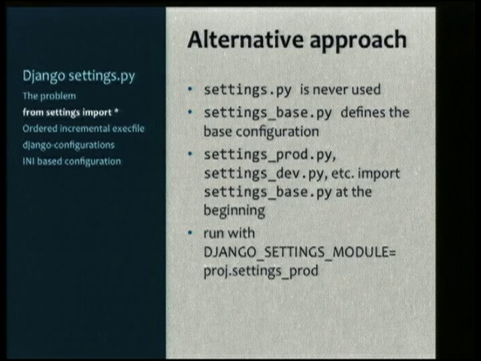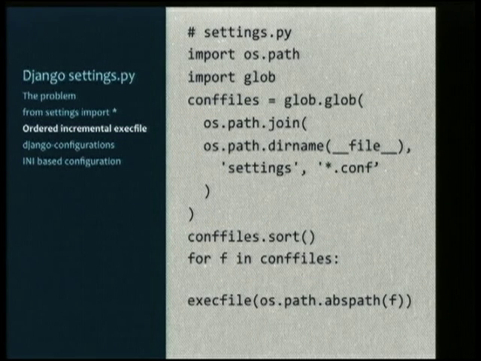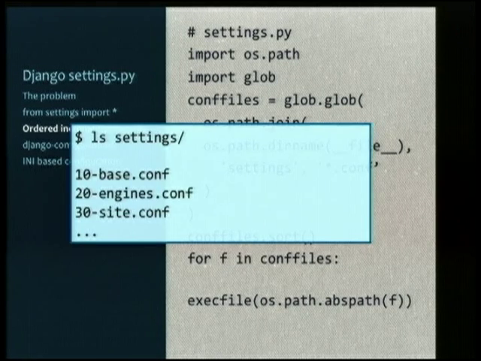For instance, specifying files for different environments and then running with Django settings module. But this is kind of awkward as well. So you also have approaches like this, where we can specify configuration files like we would do in other Unix tools, so that the settings folder looks like this. We can specify all sorts of overridable settings, and they are executed in the alphabetical order.